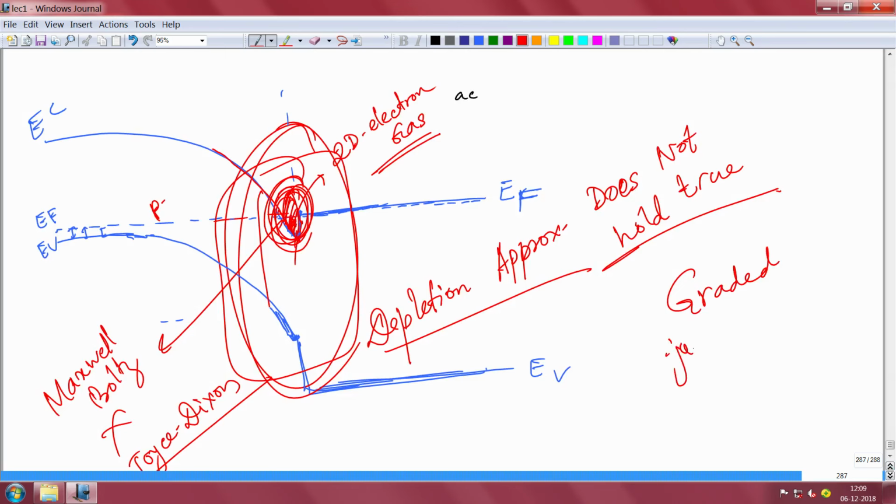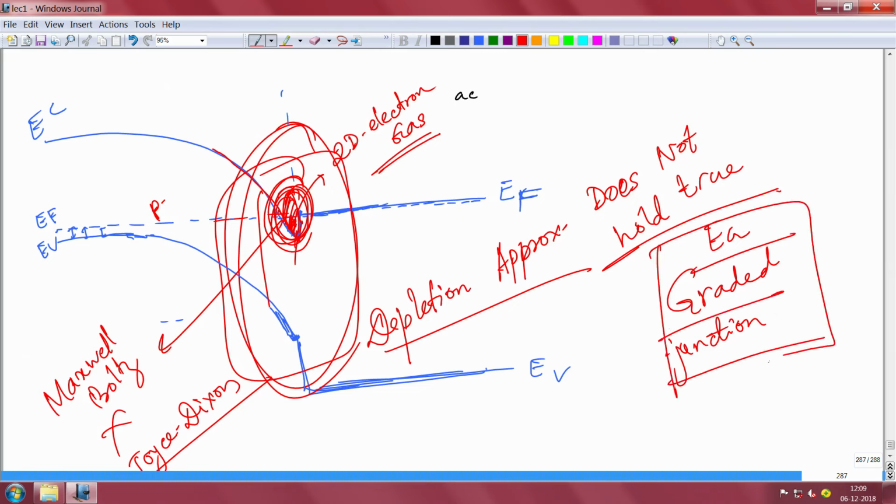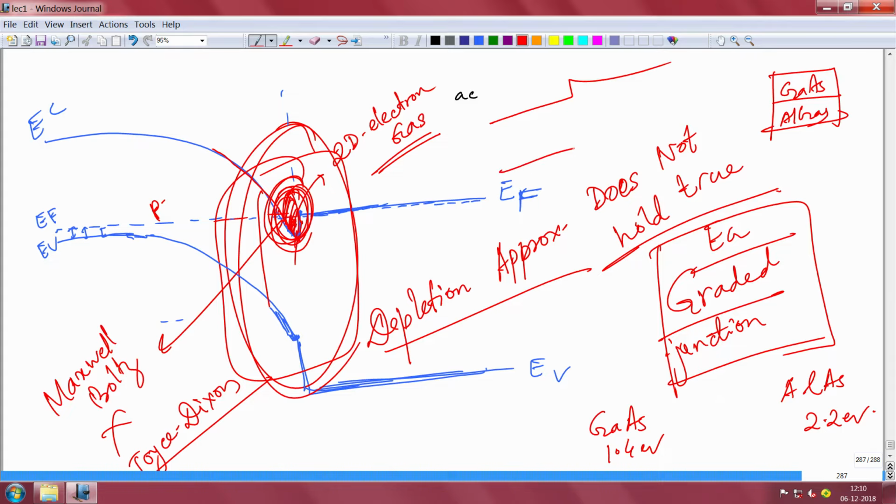Graded junction, as in the band gap is graded actually. You can change the band gap as you go over the position. I'll tell you how to do that because, if you have gallium arsenide, which is 1.4 electron volt, and suppose you have aluminum arsenide, which is 2.2 electron volt, you can either make a heterojunction like gallium arsenide, aluminum gallium arsenide. So the heterojunction will look something like this, but you can increasingly grade it. As you grow the material, you can linearly or exponentially change the band gap of the material, and that's the beauty.